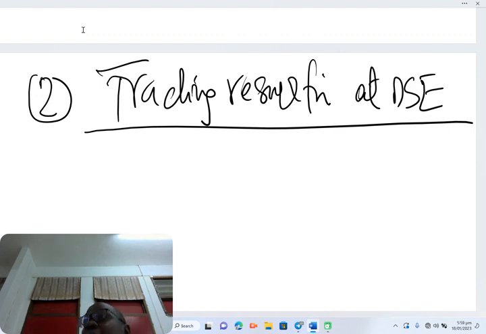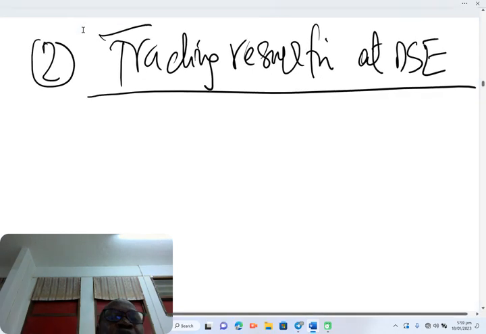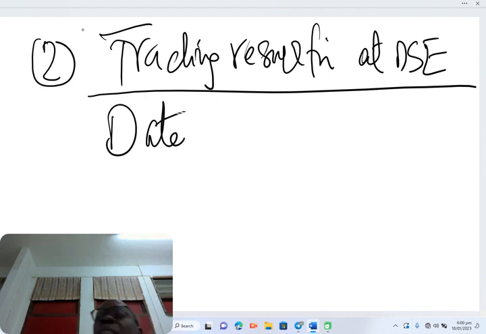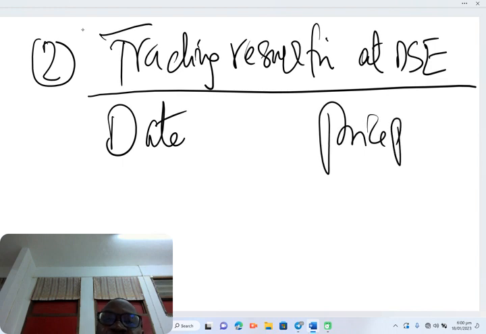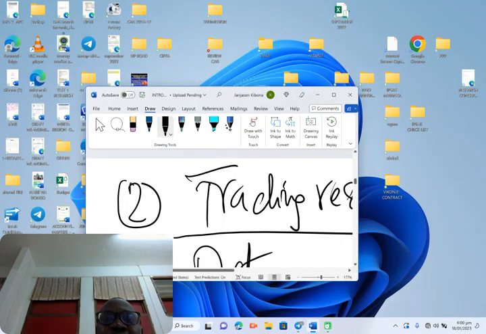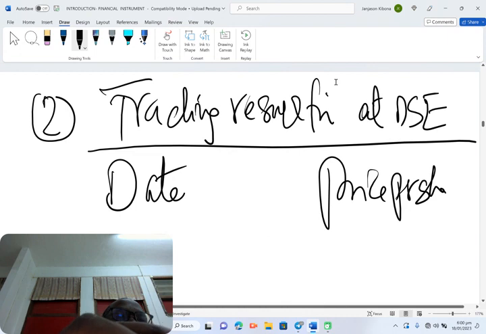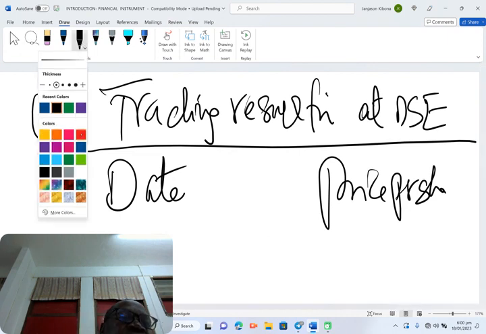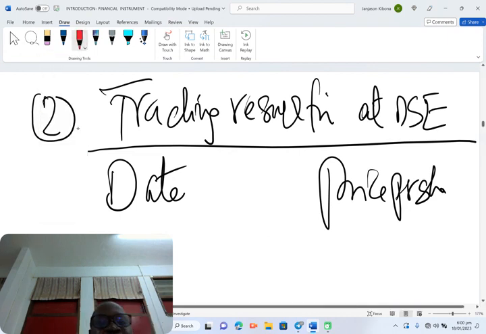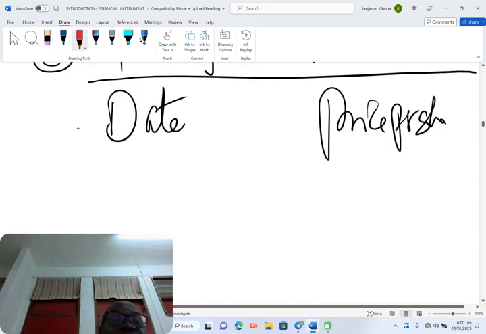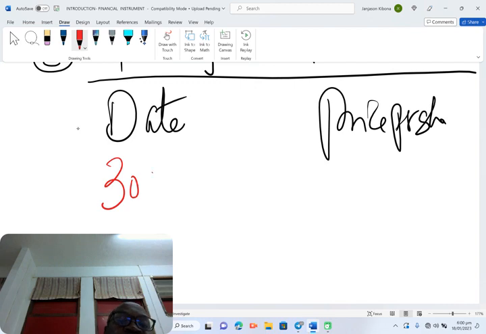Let's see trading results. So we have date, and again, you have price per share. We have dates and then price per share. Let's see if it is 30th June 2021.